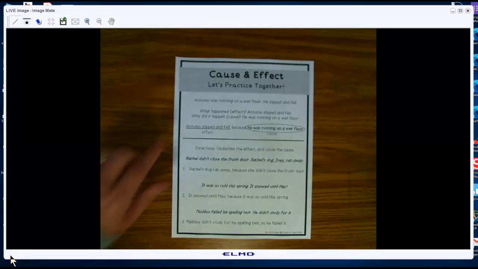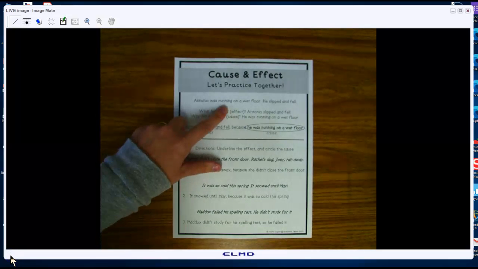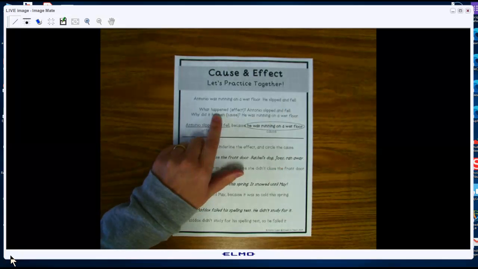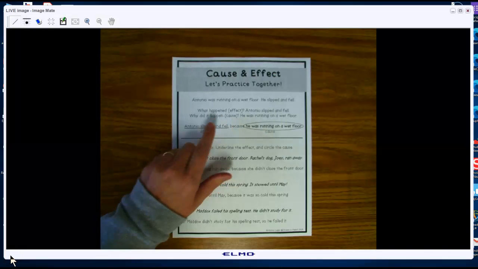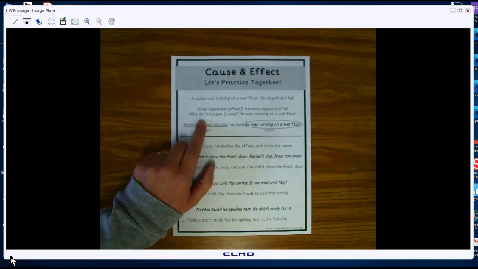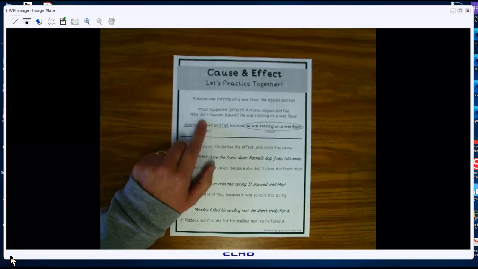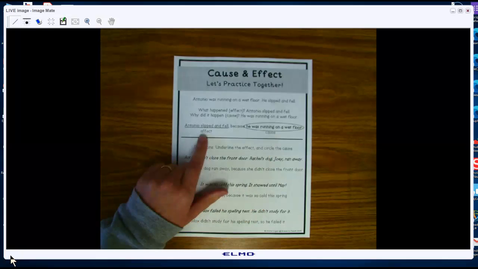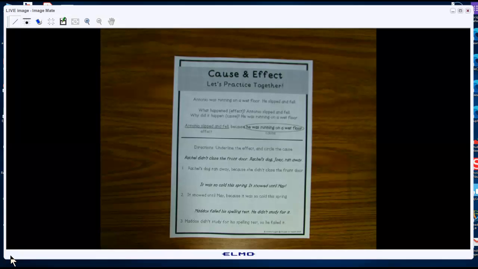Okay, so Antonio was running on a wet floor. He slipped and fell. So what happened? He slipped and fell, right? That's the effect. Why did it happen? Because he was running on a wet floor. So the cause is what made something happen. That was the cause. And the effect was it made him slip and fall. So we are going to underline the effect and circle the cause.